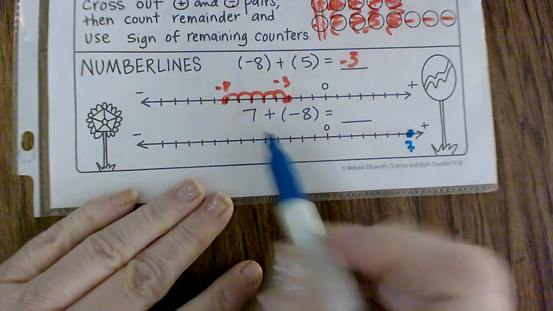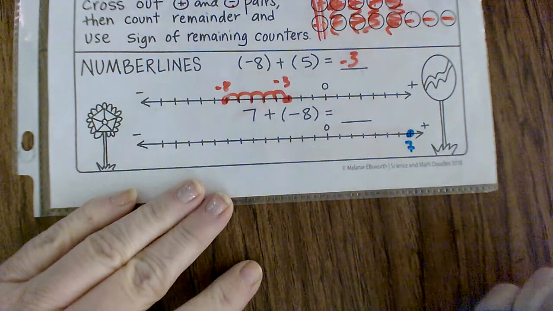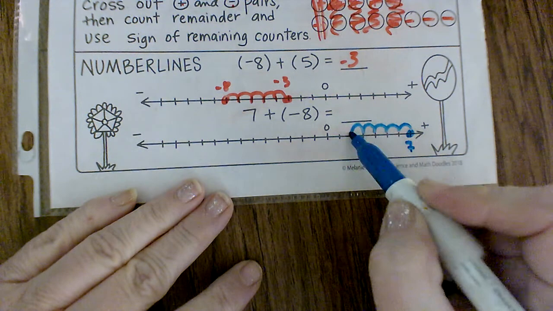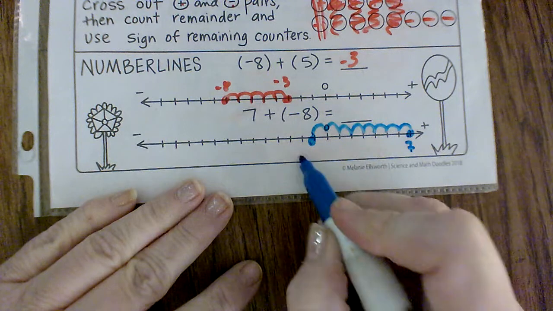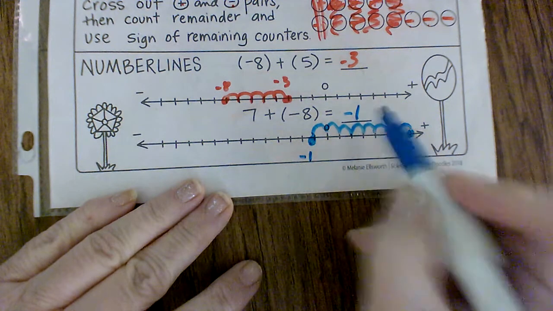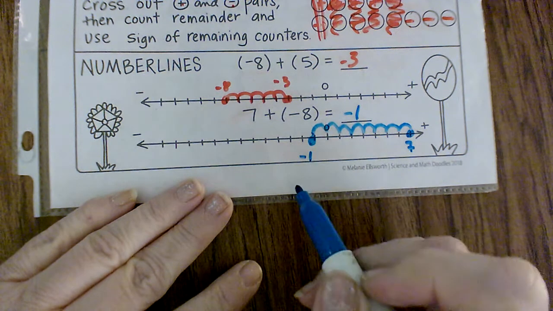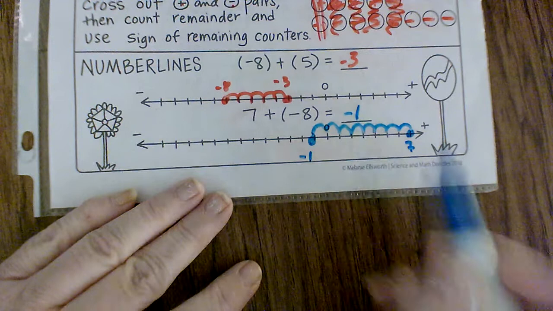And then because we're adding a negative, we're going to the left. So we're going to do that 8 times. 1, 2, 3, 4, 5, 6, 7, 8. And that is an answer of negative 1. And we knew it had to be negative because with 7 and 8, 8 is bigger. And when you subtract 8 minus 7, you get 1. So there we go. Negative 1.